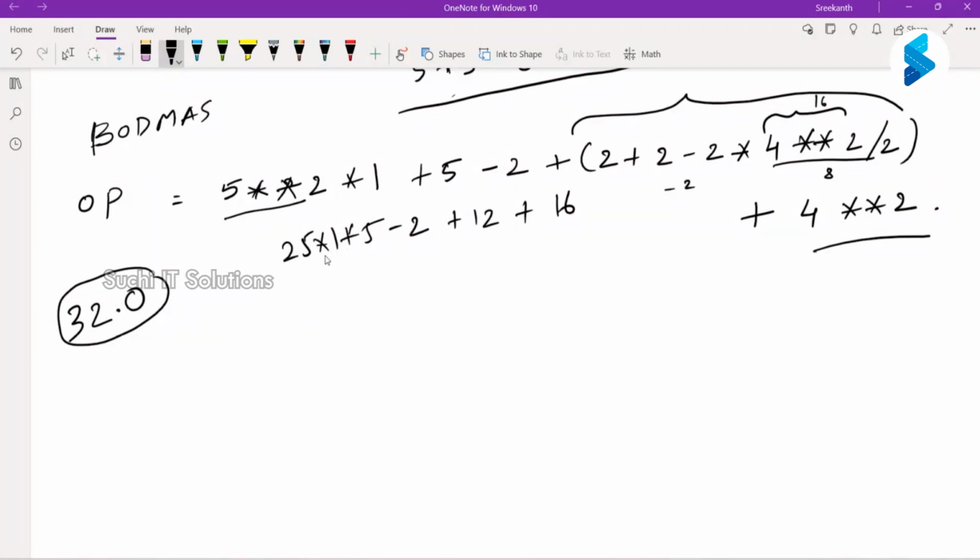Again, as per the priority, it is the multiplication, 25. Then it is all addition and subtraction. It just goes by the order. 25 plus 5 is 30. 30 minus 2 is 28. 28 minus 12, right? Okay, 25 minus 12, then plus 16 will actually lead to 32. Right? Can we quickly try this? So this portion is clear, right?